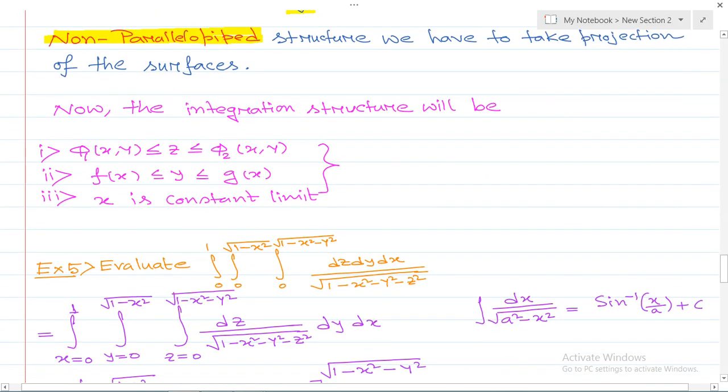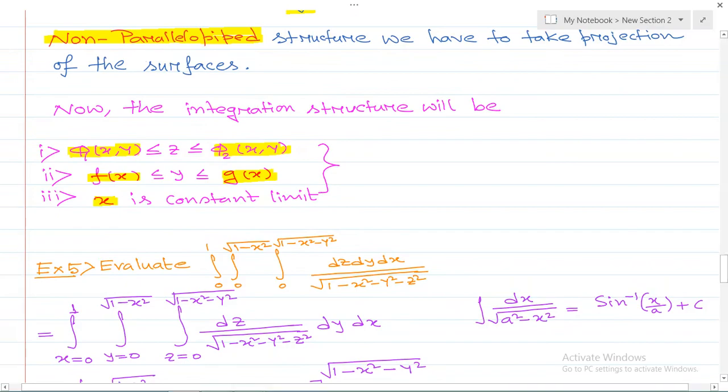Usually we see this structure: z is a function of x and y, so z will depend on both the variables x as well as y. Because we have to take the projection from the z plane, we will come to the xy plane. Whenever we come to the xy plane, then either x will depend on y or y can depend on x. So here we have written y depends on x. And lastly, if y depends on x, then the x limit is going to be constant. So this is the structure.